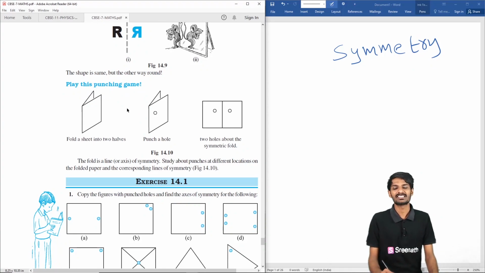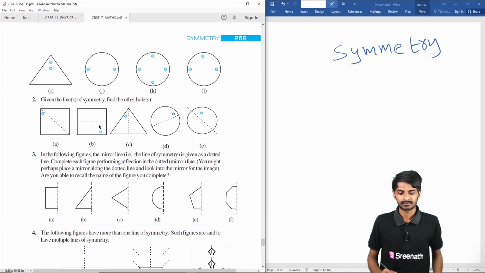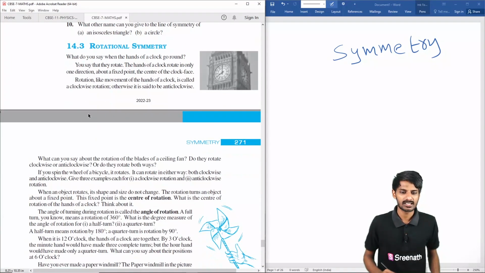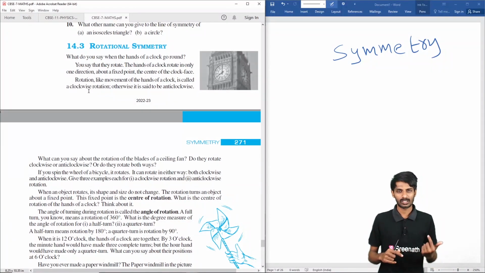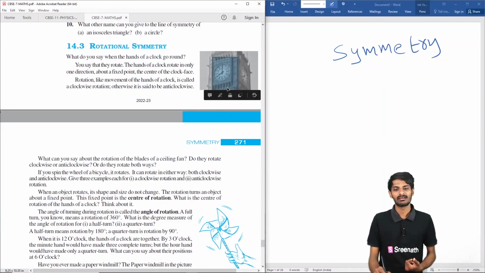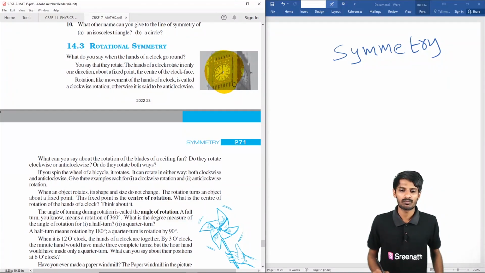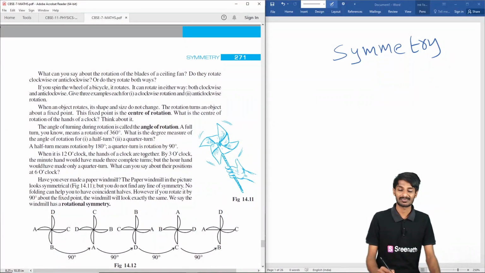And play with the punching game. There is a punching game you can play after doing it, and after completing this there is rotational symmetry. Okay students, so what is it? Rotational symmetry. Have you seen the clock anywhere? You may see it in your house or in your school, wherever it may be.